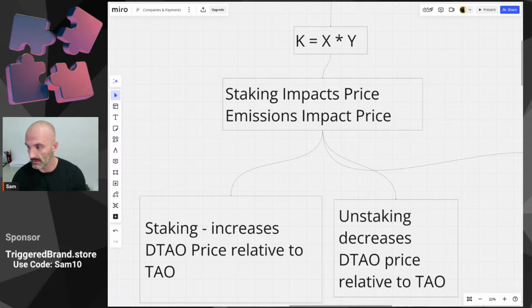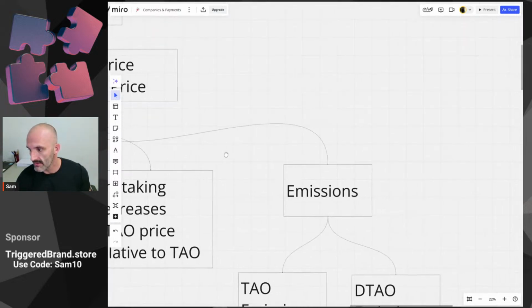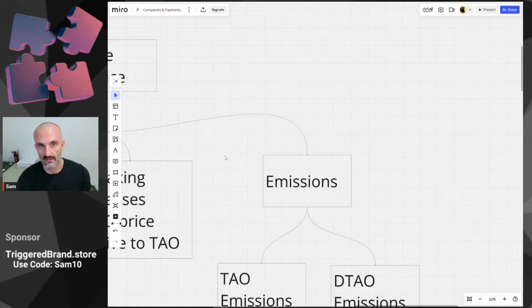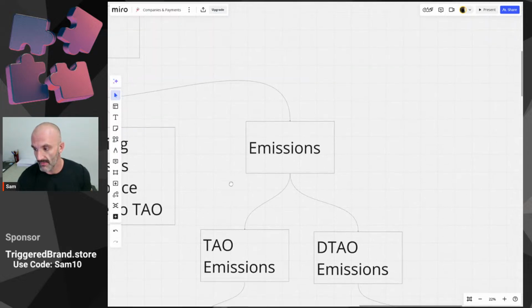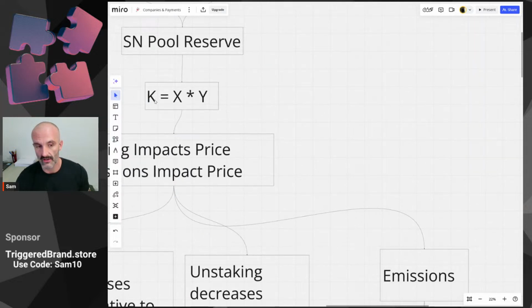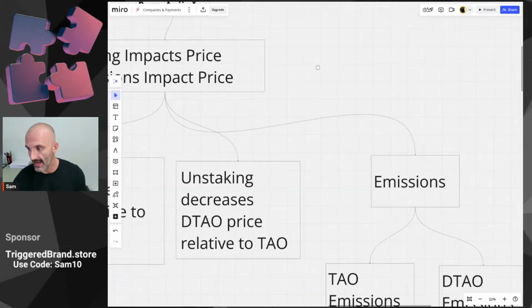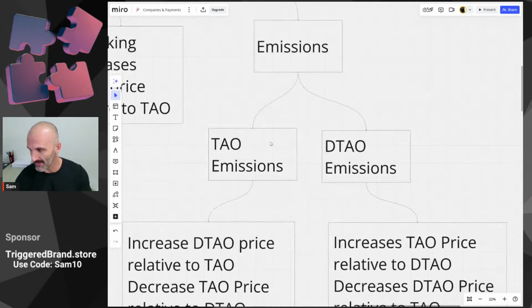However, to throw a little wrench in there, when the network sends out emissions, they're going to send out emissions in TAO and DTAO. These emissions are going to actually affect this ratio here. It's going to affect the constant K. Right? So when people stake versus unstaking, it's going to affect X and Y. That's staking and unstaking. When there's inflation in the system, that's going to affect K, right? And this is super interesting.